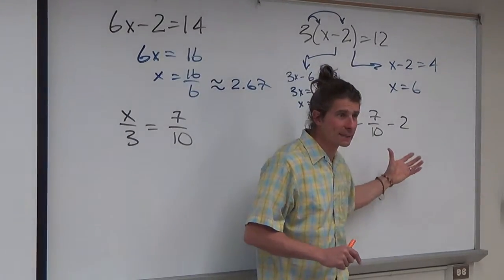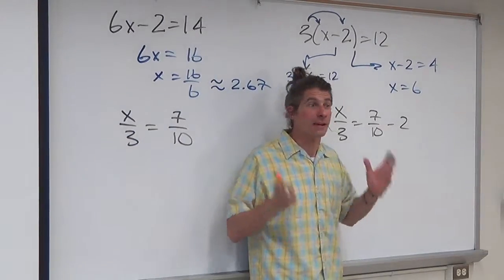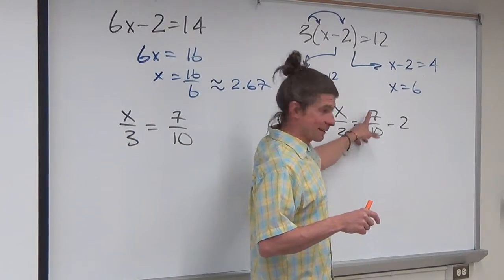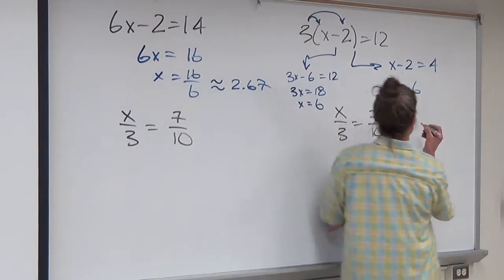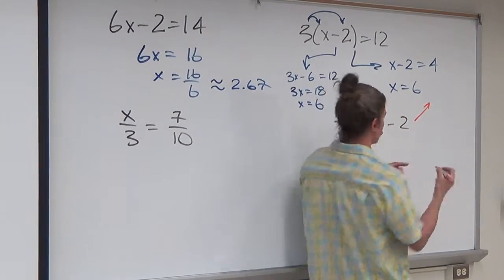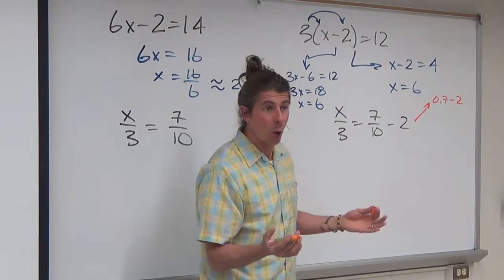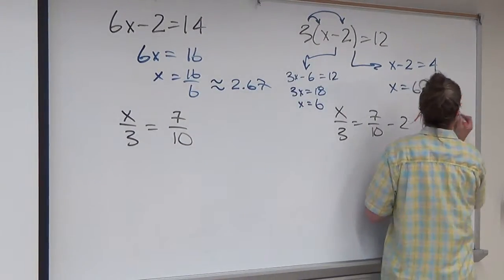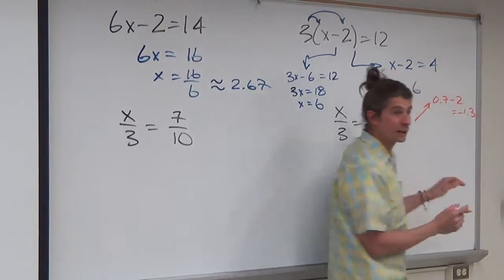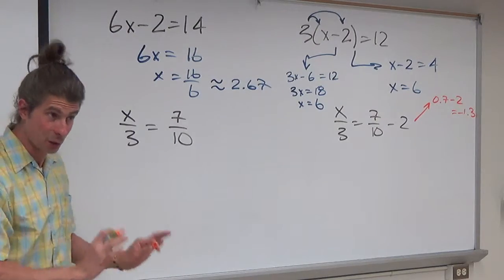Couple ways to attack this. And as Americans, we're unfortunately disadvantaged because we're not used to the metric system. One way of looking at 7/10 minus 2 is to change 7/10 to 0.7. 0.7 minus 2 would be negative 1.3. That's one way of dealing with it, if you want to change it to decimals. You don't have to do it that way.